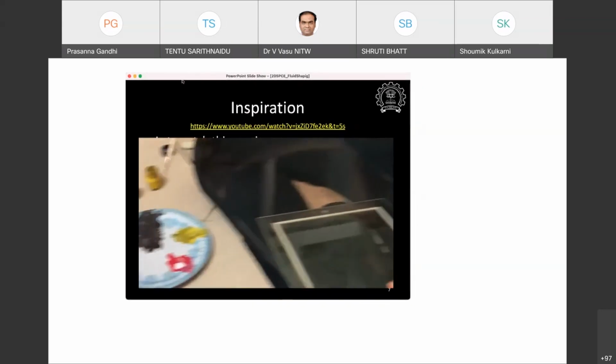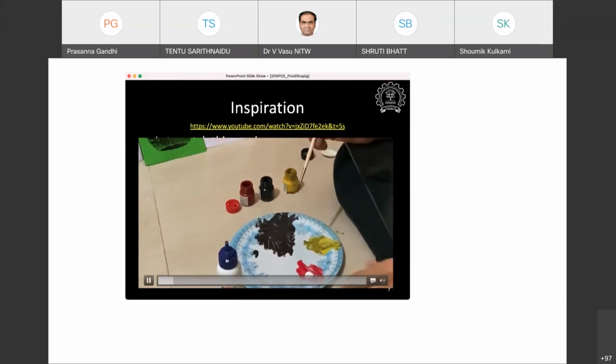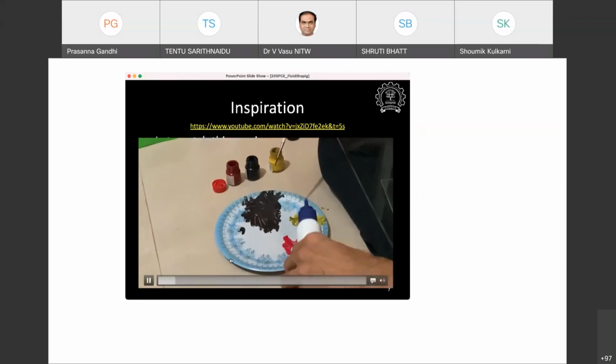So you can see that some paints are used with a sticky Fevicol material.